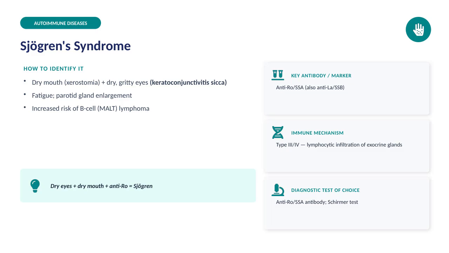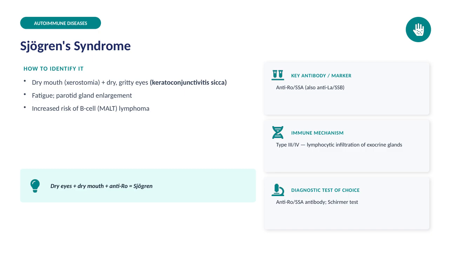Sjogren's syndrome is identified primarily by dryness in both the mouth and eyes, with symptoms like dry mouth, known as xerostomia, and dry, gritty eyes, referred to as keratoconjunctivitis sicca. Patients often experience fatigue, and you may notice enlargement of the parotid glands. Additionally, there is an increased risk of developing B-cell lymphomas, specifically MALT lymphoma. A key diagnostic clue is the combination of dry eyes, dry mouth, and the presence of anti-Ro antibodies.